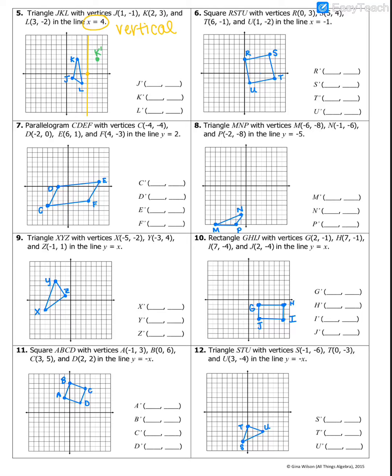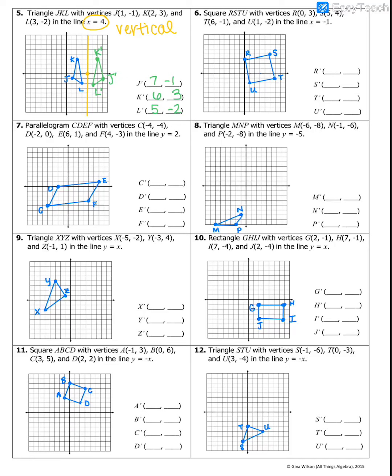J was 1, 2, 3 boxes to the left. So I'm going to go 3 boxes to the right, and there's J prime. L was 1 box to the left. I'm going to go 1 box to the right, and there's L prime. And now I'm just going to connect everything. And we're going to write down what our new points are. So J prime is going to be 7, -1. K prime is 6, 3. And L prime is 5, -2.